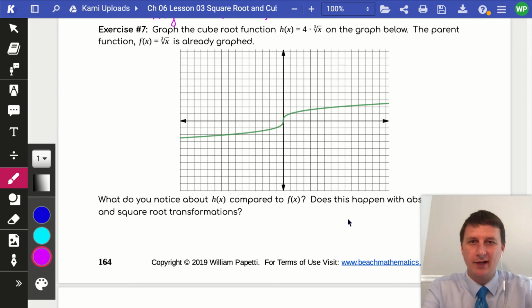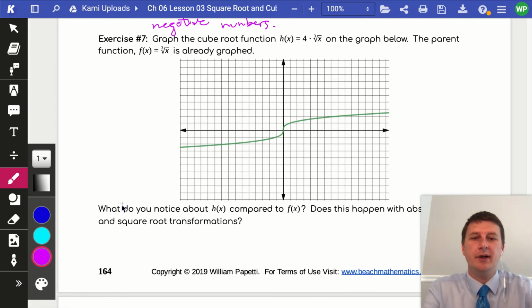Yes you, Algebra 1. And in this video, we're going to finish up our lesson on square root and cube root functions, where we're going to take a look at a cube root function where it says, graph the cube root function h of x equals 4 times the cube root of x on the graph below. The parent function, f of x, is already graphed. So what do you notice about h of x compared to f of x?